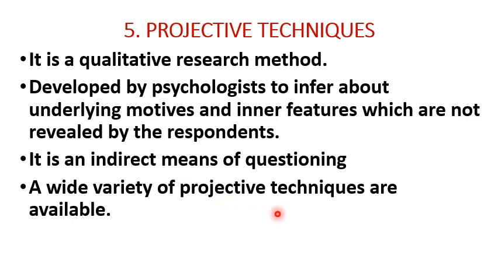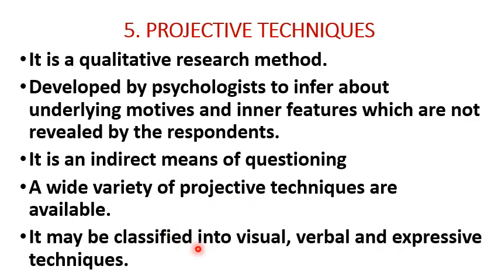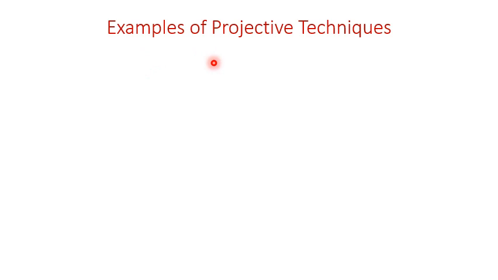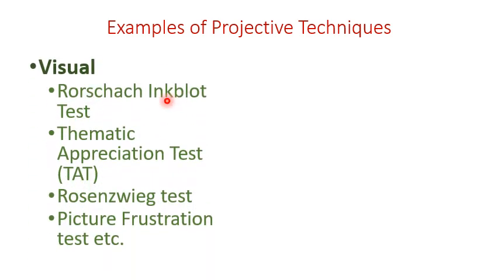A wide variety of projective techniques are available. There are a lot of projective techniques which may be classified into three categories: visual, verbal, and expressive. The examples of visual projective techniques are Rorschach's ink blot test, Thematic Apperception Test (TAT), then Rosenzweig's picture frustration test, etc. For example, in Rorschach's ink blot test, 10 ink blots of different colors were prepared and the respondents are asked to describe what they see or think about it.